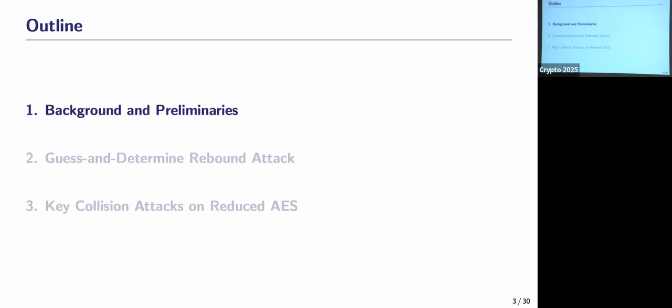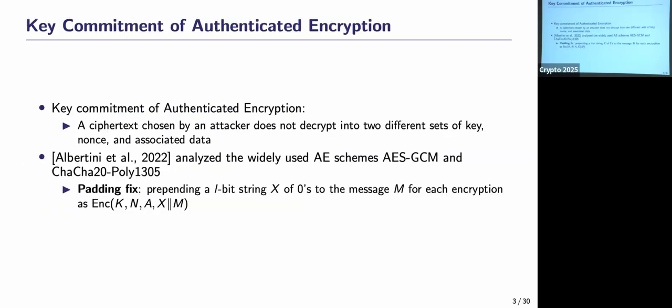First, background and preliminaries. Recently, the key commitment of authenticated encryption with associated data has attracted considerable attention. The key committing security ensures that a ciphertext chosen by an attacker does not decrypt into two different sets of key, nonce, and associated data. In USENIX 2022, Albertini et al. revealed that the widely used AE schemes, AES-GCM and ChaCha20-Poly1305, may suffer from key committing attacks.